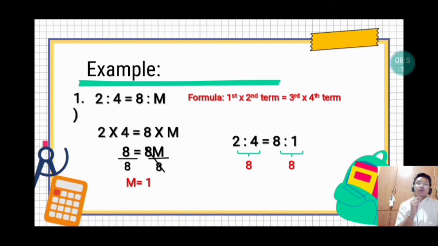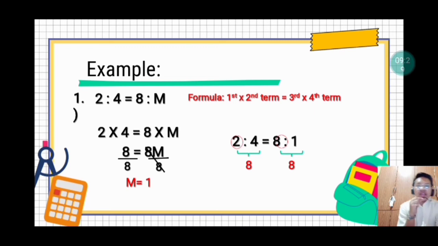So, they are proportion. So, how are we going to identify if these ratios are inverse proportion? So, same process as we used in the direct proportion, in identifying direct proportion. So, first, we need to look for the first term of the first ratio and the first term of the second ratio. Okay? This would be 2 and 8.